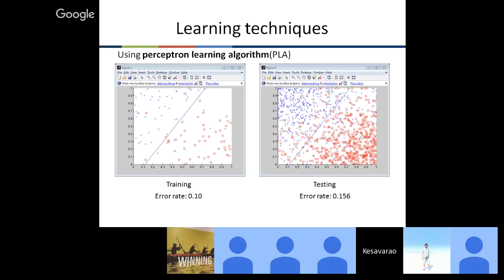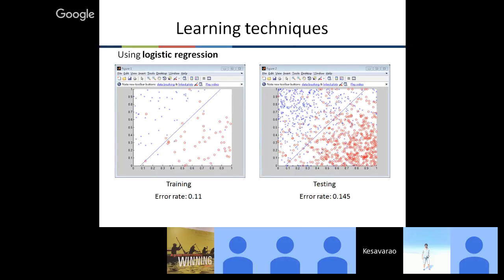This is another good example I was explaining the other day. See, if you know your training data set is giving you an error rate of 0.10, and your testing data is giving an error rate of 0.156, for example, this is one algorithm giving this type of result for you. Now look closely. This one is training 0.10, testing 0.156. The next one is training 0.11, testing 0.145.